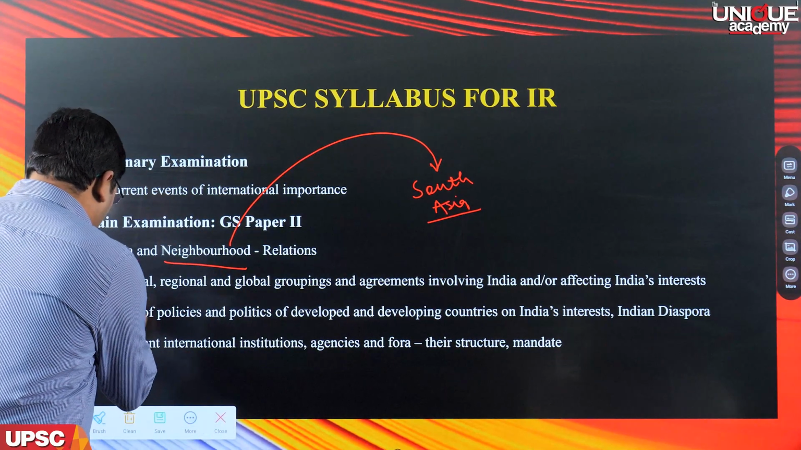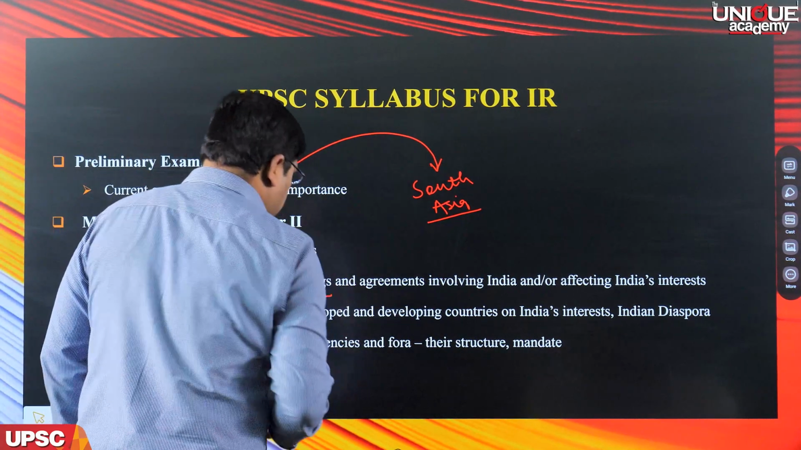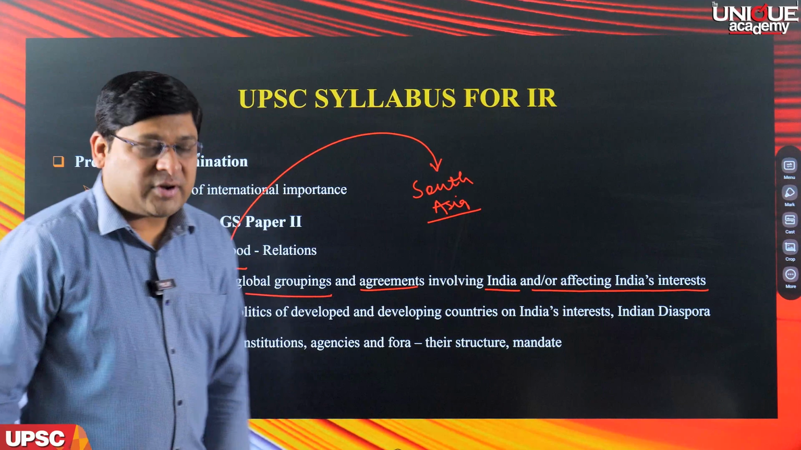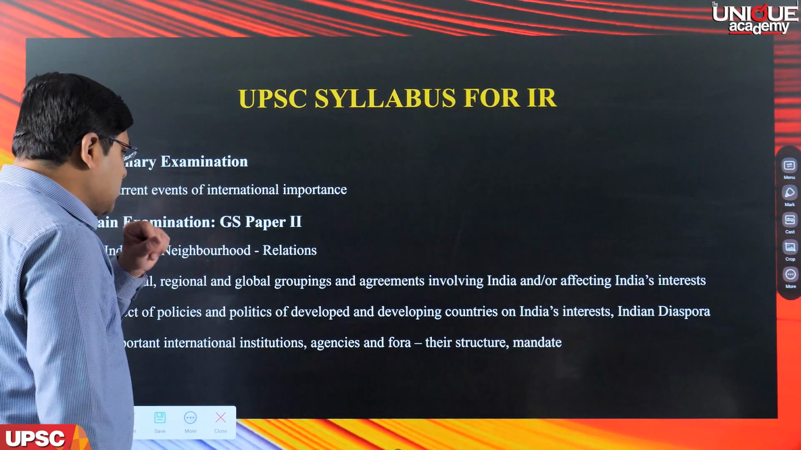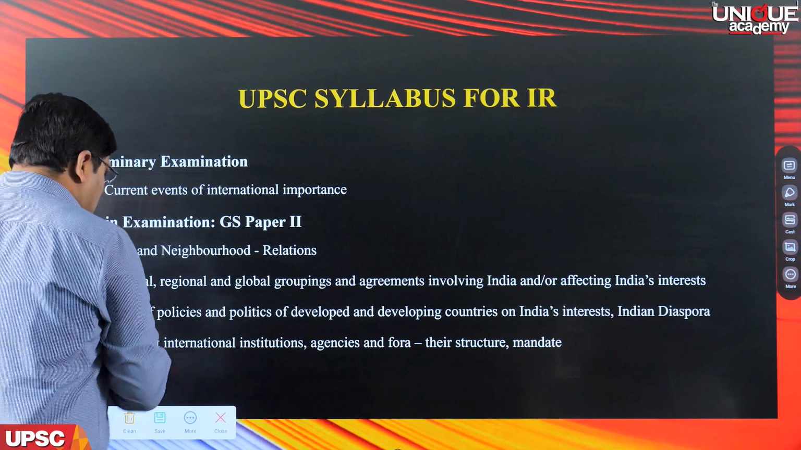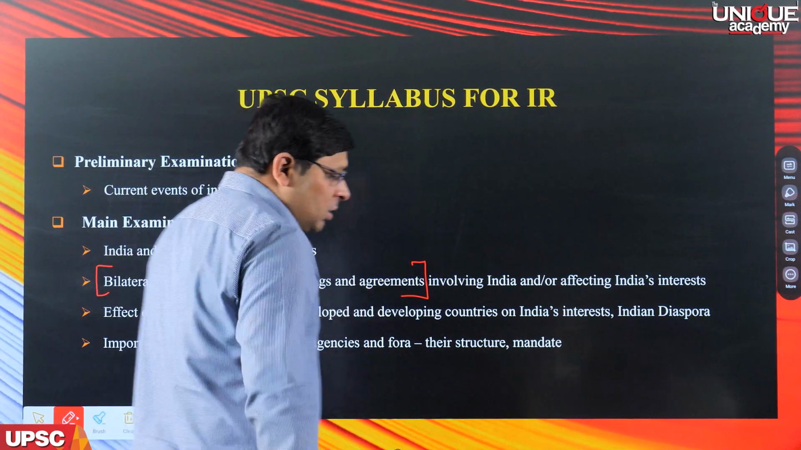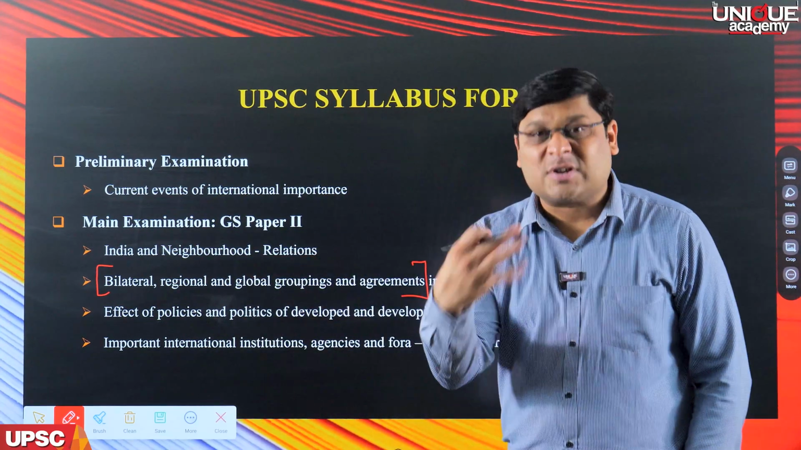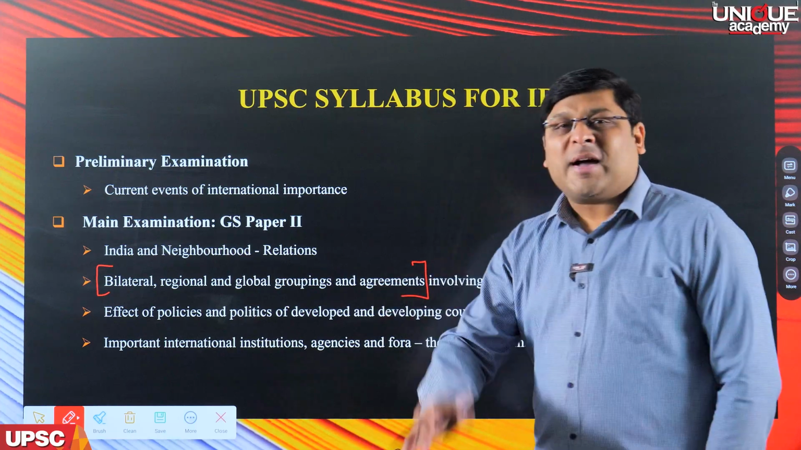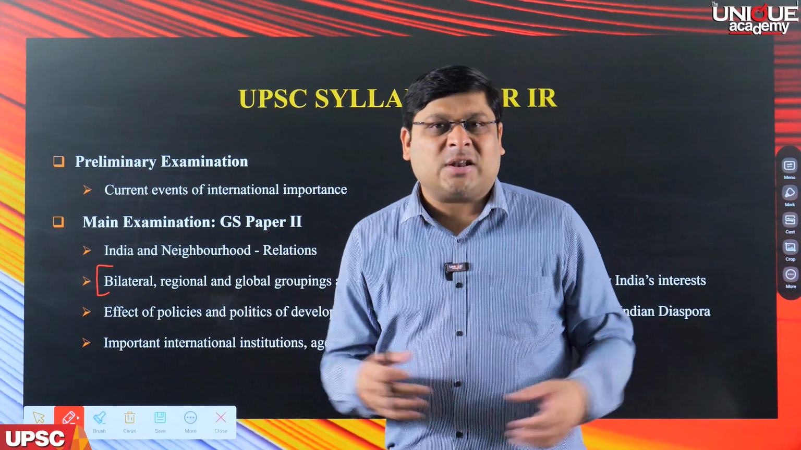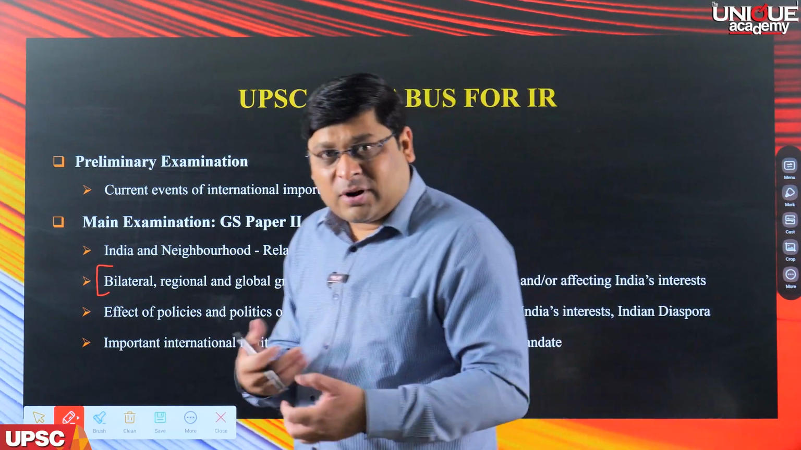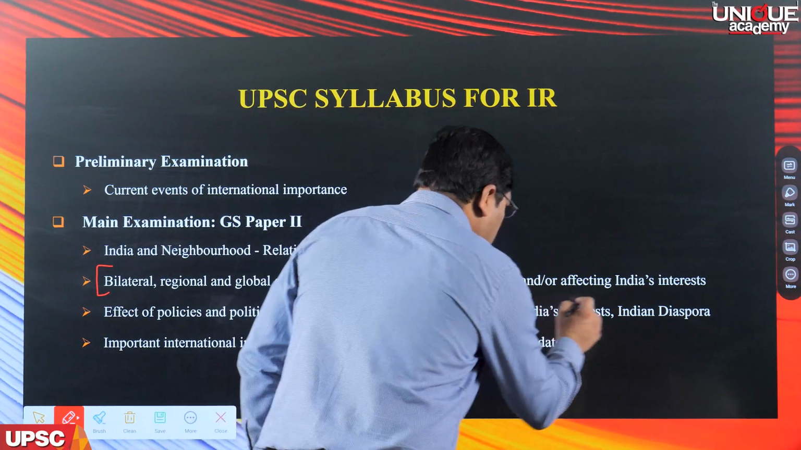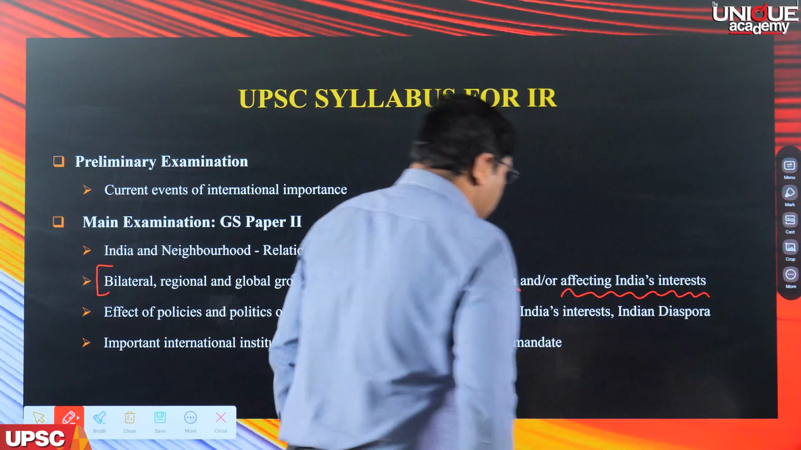Then the second topic: bilateral, regional, global groupings and agreements involving India and or affecting India's interest. Now let's read this line of syllabus in a different manner. If I stop the syllabus here itself, this becomes an unending subject. There are numerous bilateral, regional, global groupings. There are a number of agreements, right? It becomes an unmanageable kind of syllabus. But what limits our scope is the second part, involving India and or affecting India's interest.